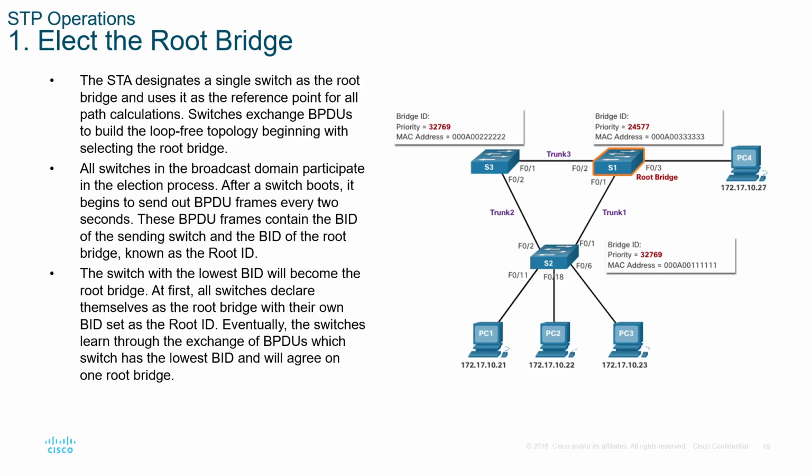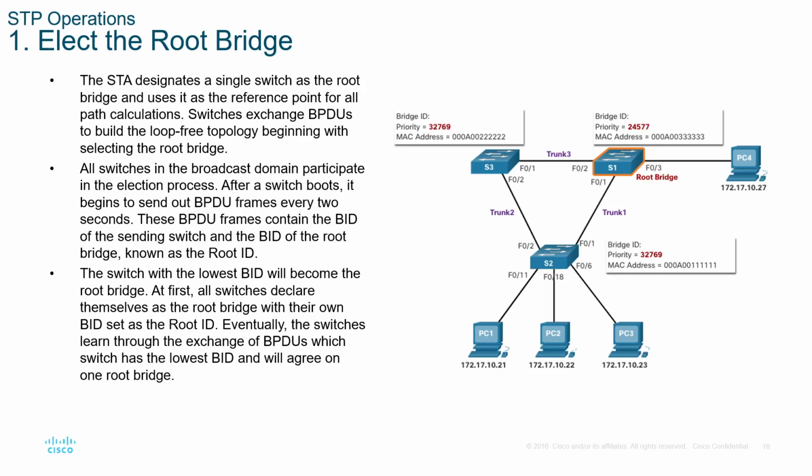Now, the switch with the lowest BID will become the root bridge. At first, all switches declare themselves as the root bridge with their own bridge ID set as the root ID. Eventually, after all the switches talk to each other, they will realize it's not the case. If they don't have the lowest bridge ID, they cannot be the root bridge, and they will know that there is someone else with the lowest bridge ID which deserves to be the root bridge.